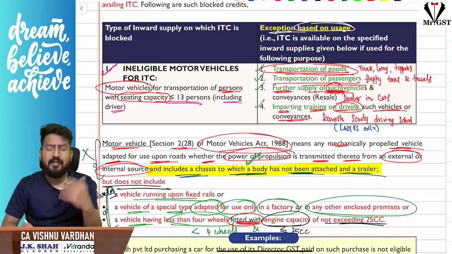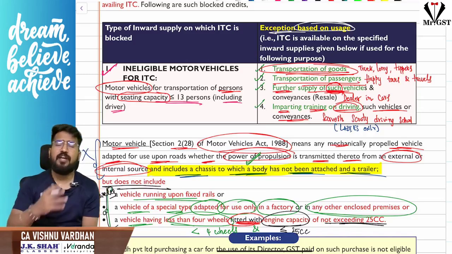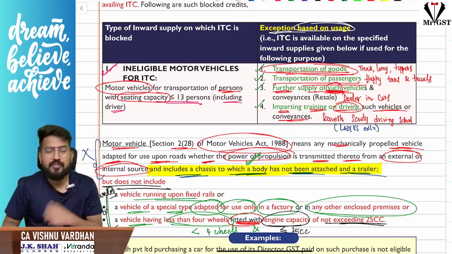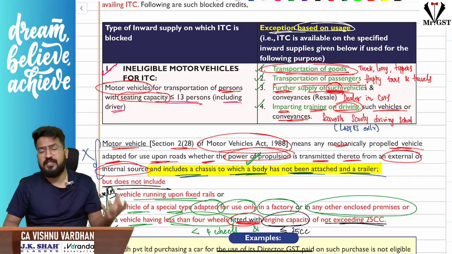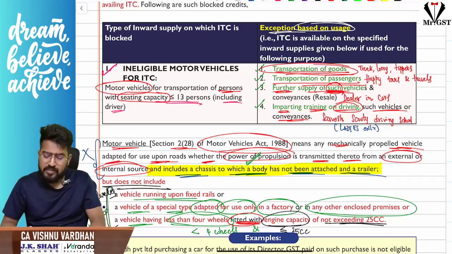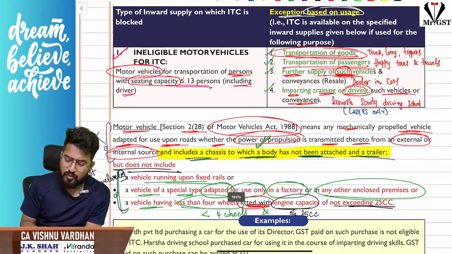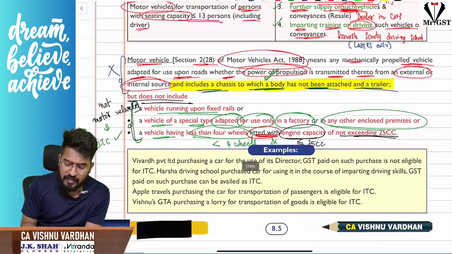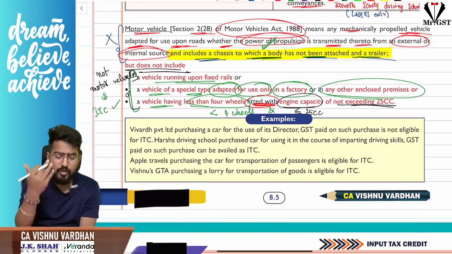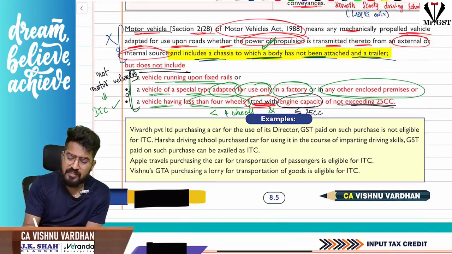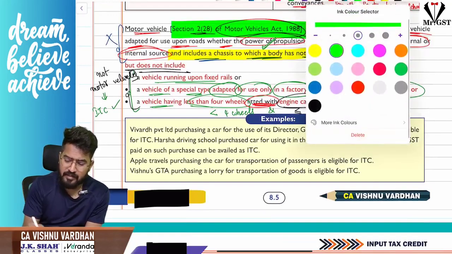Next, for imparting training in driving skills. Suppose you have a driving school and you are buying scooties or cars for driving schools, then you can take ITC. That is another point. So what we have understood is, if you are buying a motor vehicle, you cannot take ITC, correct? Sir, what do you mean by motor vehicle? Motor vehicle is defined in the Motor Vehicles Act 1988.